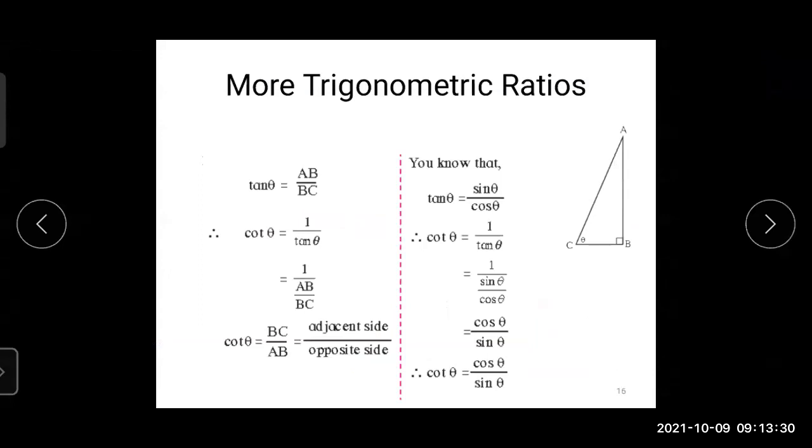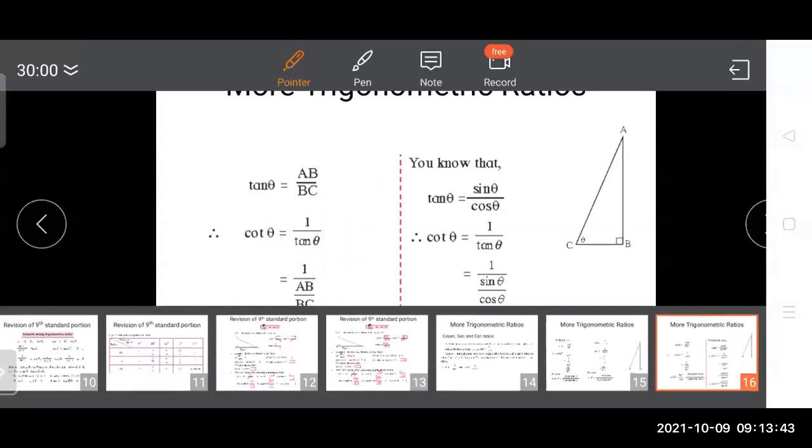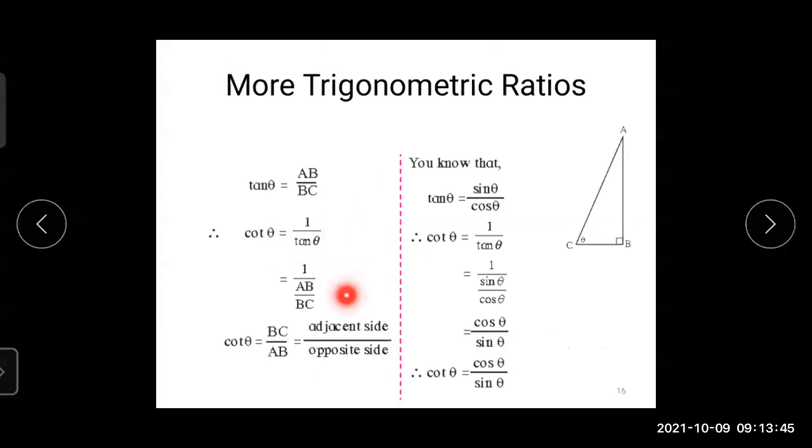Now tan theta, you have already seen tan theta, that is AB upon BC, that means opposite upon adjacent. So in the same way, cot is the inverse ratio of tan, that is 1 upon tan theta. So it will be 1 upon AB upon BC, so it will become BC upon AB. So cot theta will be BC upon AB, that is adjacent side upon opposite side.